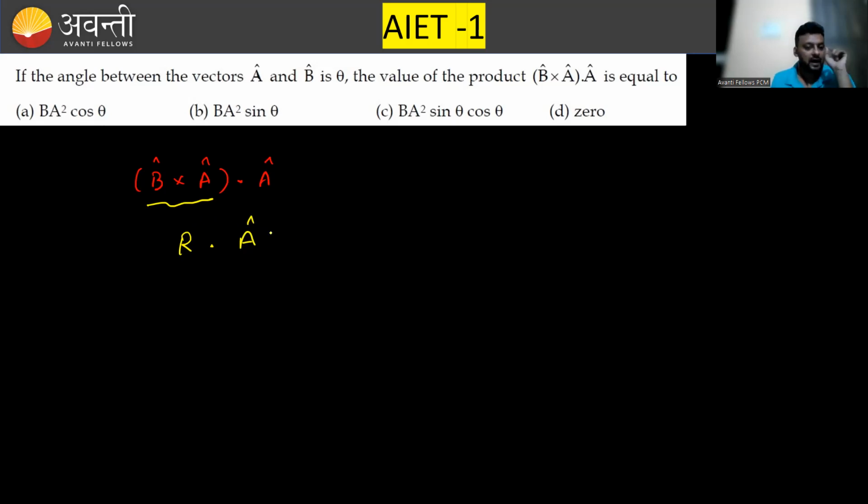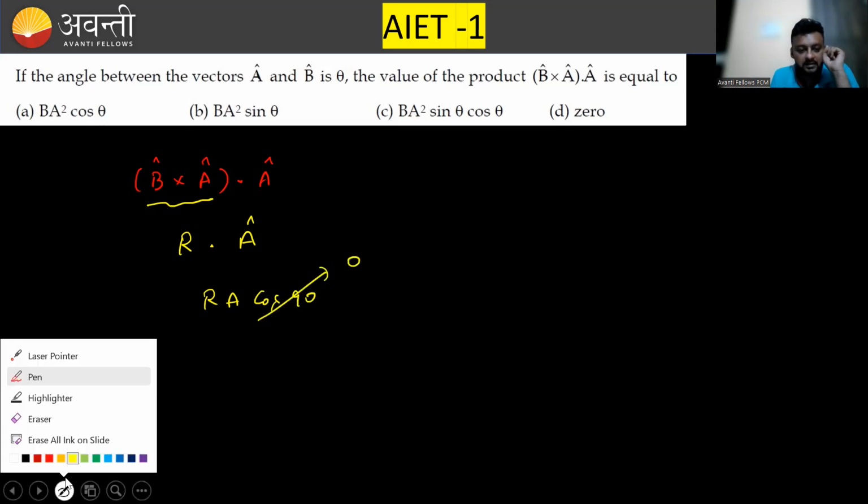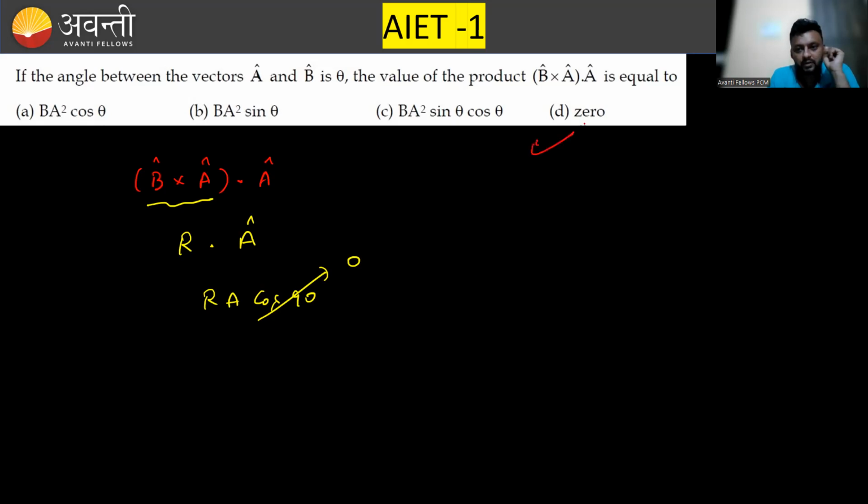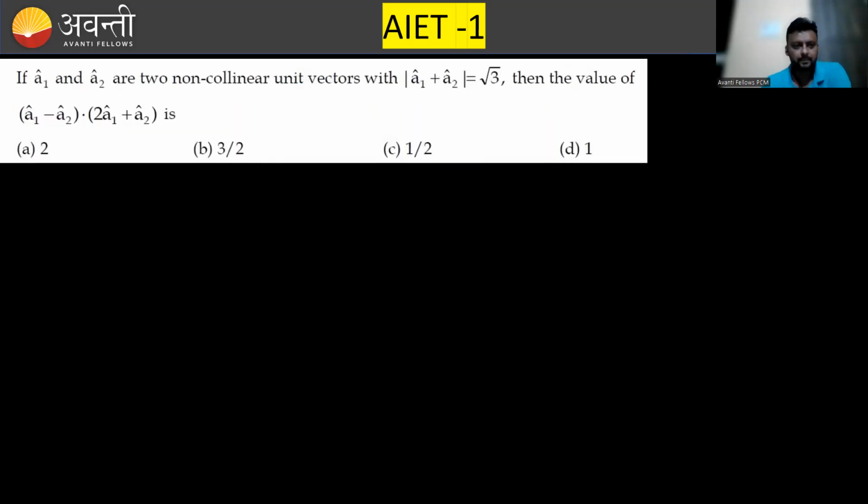So if R is perpendicular to A and you are doing the dot product, after opening the dot you will get R A cos theta, and theta is 90, and cos 90 is 0. So the final answer will be 0, which is option number D. Clear? Basic property of vector. Now there is another question of vector. After that, I think we will move away from the vectors.